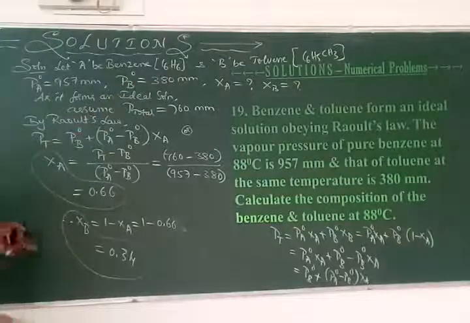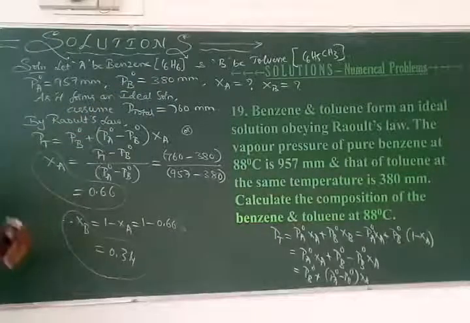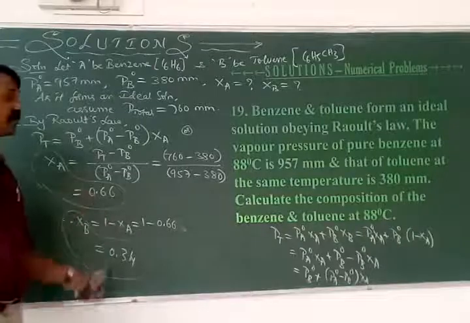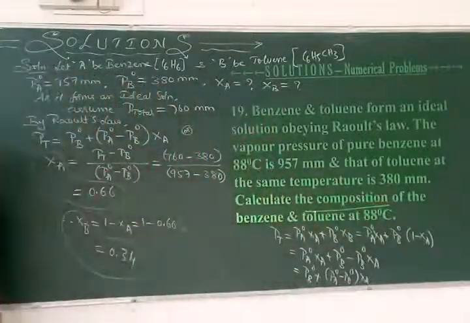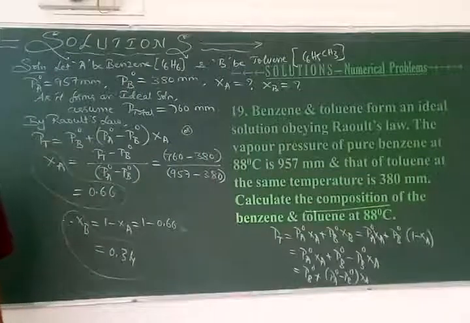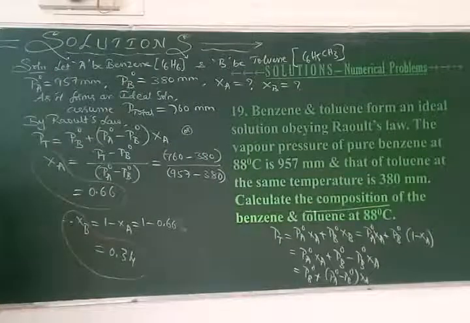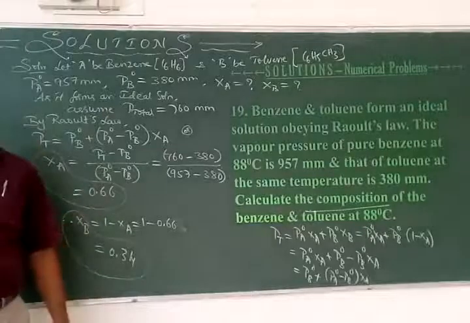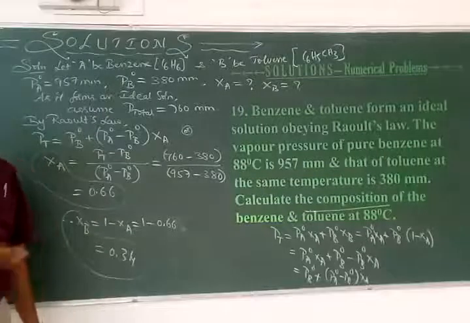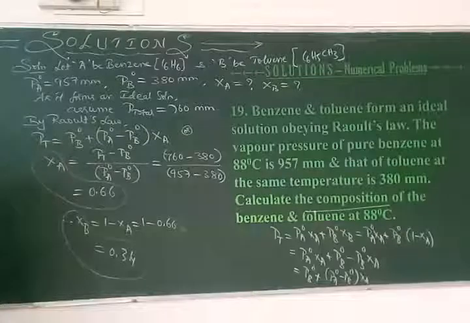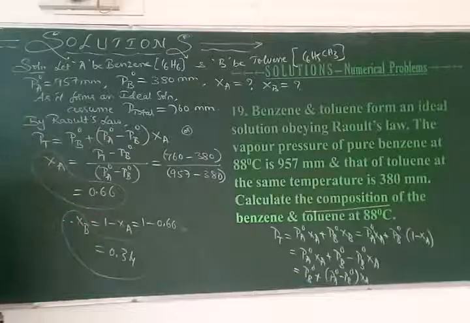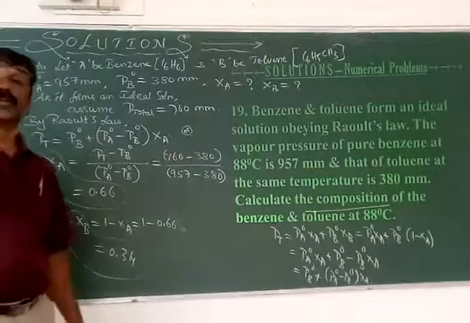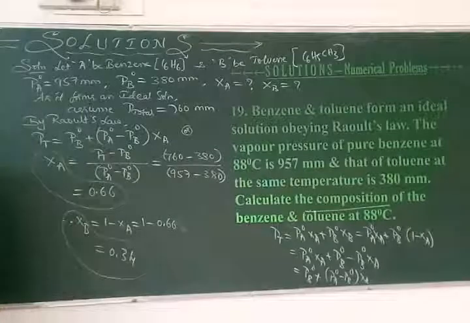Indirectly we have calculated the mole fraction, which relates to the number of moles, the amount of the substance. Therefore it is called composition. Composition means we can calculate either the mass, or the number of moles, or directly use the mole fraction. By knowing the mole fraction I can calculate the number of moles, but there is no need of that. By knowing the number of moles I can calculate the respective mass. This is how we solve this numerical, which is the application of Raoult's law of liquid mixtures.